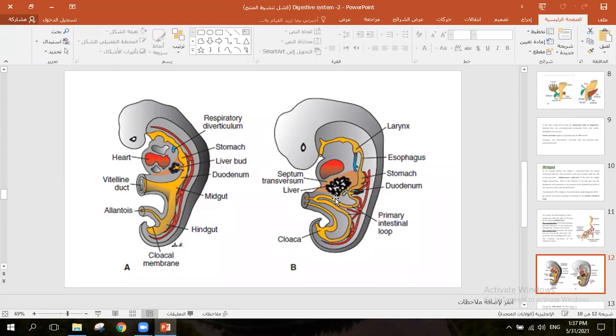The cephalic limb gives rise to the jejunum, while the caudal limb of the primary intestinal loop gives rise to the cecum. True. Yes. Here the cephalic limb gives the terminal part of the duodenum, the jejunum, and part of the ileum. But here the lower part of the ileum, then the cecum, appendix, and then up to the junction of the transverse colon.